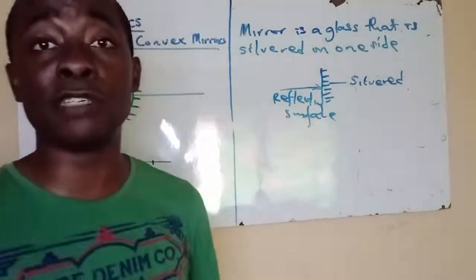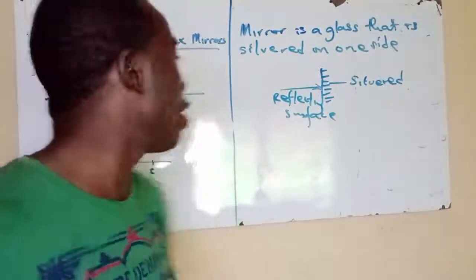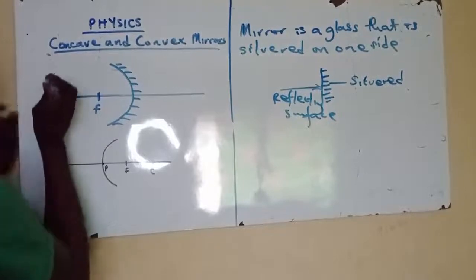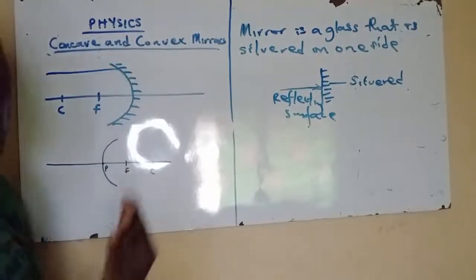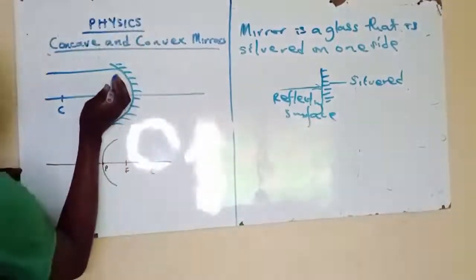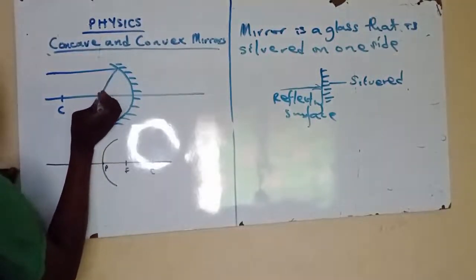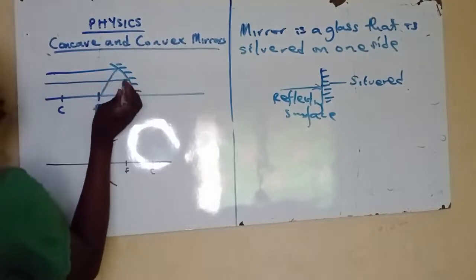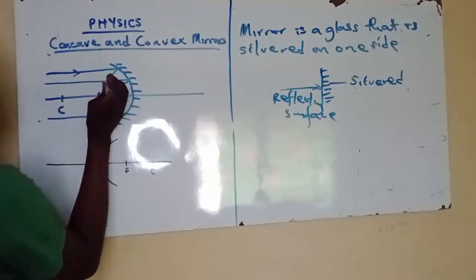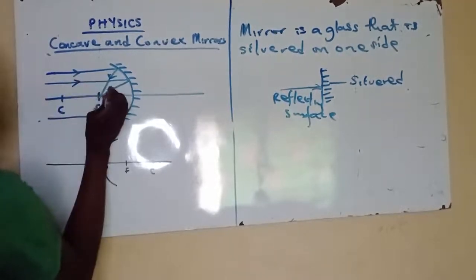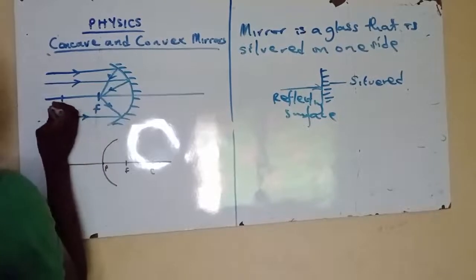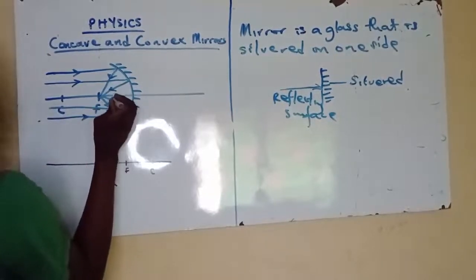A converging mirror converges rays of light. Any ray of light incident on the reflecting surface will be converged after reflection. If this incident ray is reflected, it will go to the focus. This other incident ray, the same, reflected will go to the focus. Another incident ray, reflected will go into the focus. This other incident ray, reflected will go back into the focus.